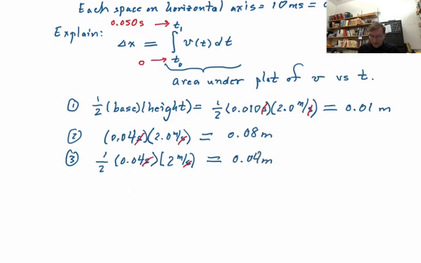Now I've got those 3 areas. I need to find the total distance traveled by the fist between t equals 0 and t equals 50 milliseconds. Add the 3 areas we just calculated.